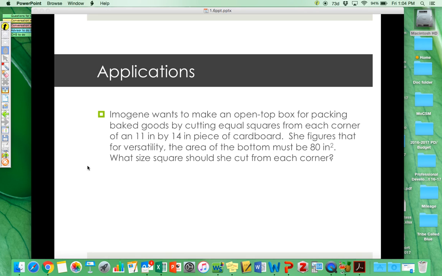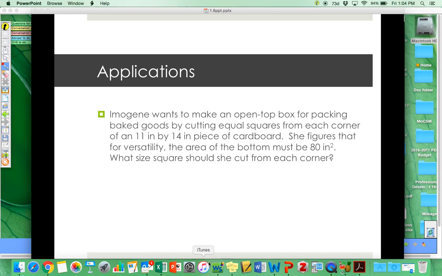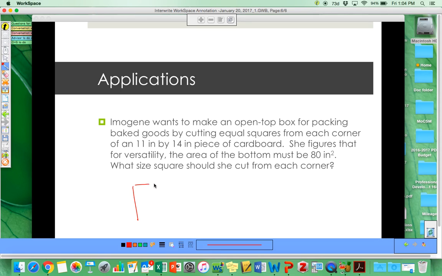All right, so let's color code things here. See if we can help that. We have an 11 by 14. And I know that the area of the bottom is going to be 80. And I'm going to get the bottom by cutting a corner out from each. So let's just say we're going to cut a corner out here, and we're going to cut a corner out here. And so they're equal.